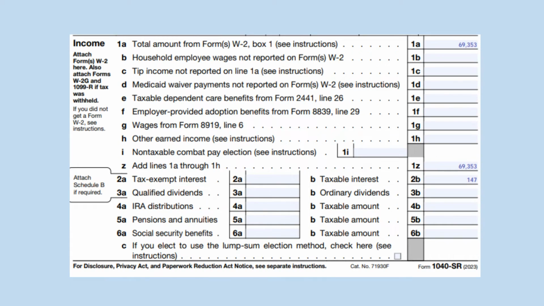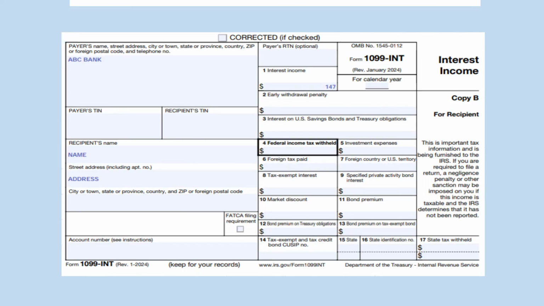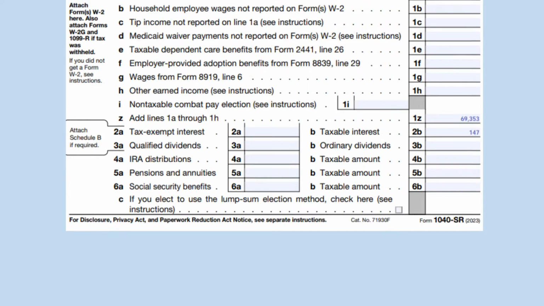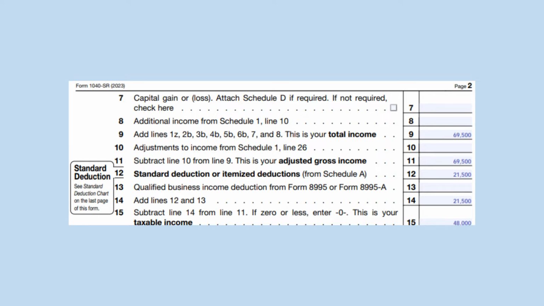In our example, you received interest income from a savings account. This was reported to you on Form 1099-INT. In our example, your interest income is $147. Place that amount on line 2b. On line 9, add up all your income. In this example, it is $69,500. Carry that down to line 11 as we do not have any adjustments on Schedule 1, line 26.